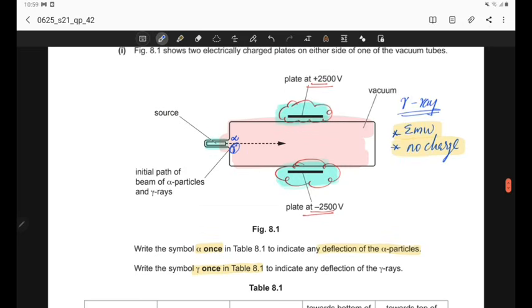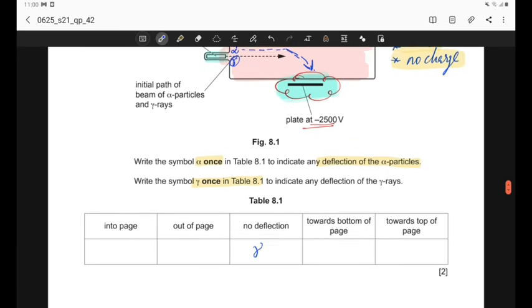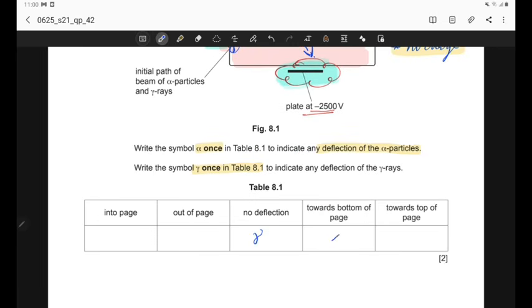Next, we need to check alpha. We know that alpha is a positively charged particle. So when this positively charged particle passes through the vacuum tube and reaches the space between the plates, it will be repelled from the positively charged plate and attracted to the negatively charged plate. So the alpha particle will deviate towards the bottom of the tube. As there is a negatively charged plate at the bottom, it will attract the positively charged alpha particle. So we can write alpha in the fourth table: it will deflect towards the bottom of the page.